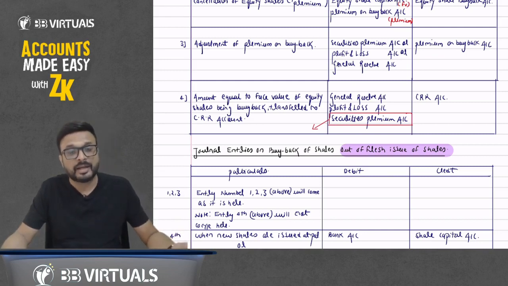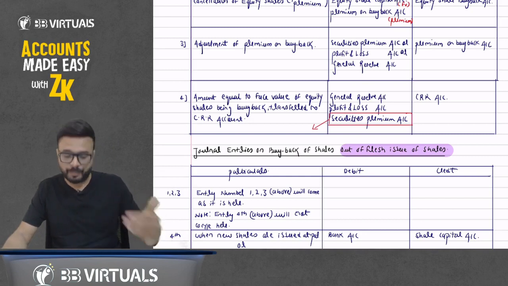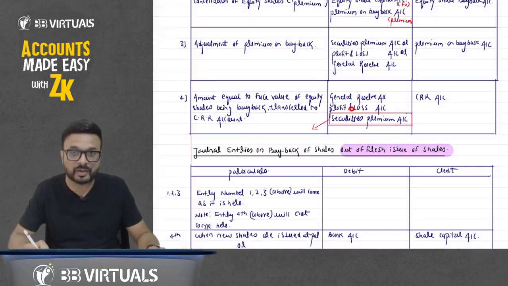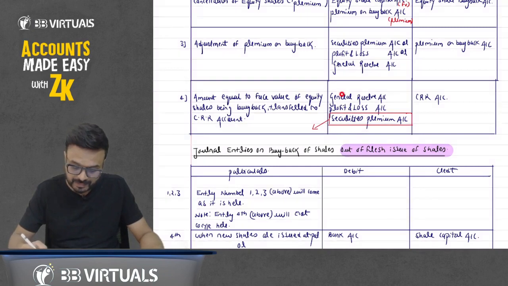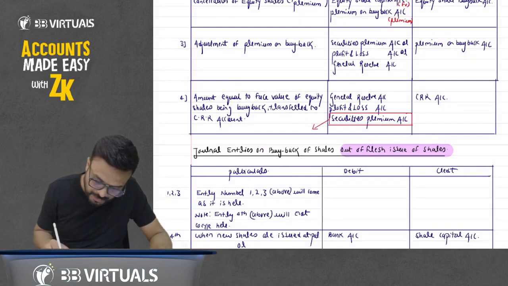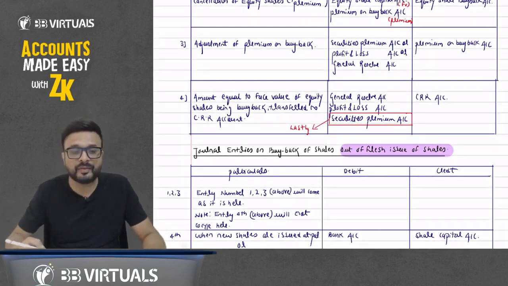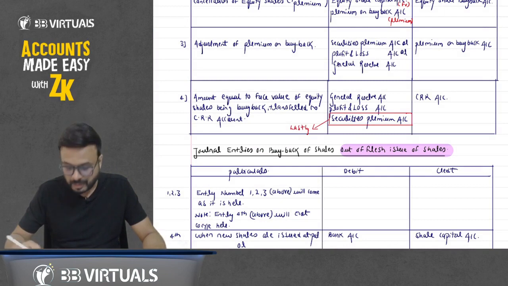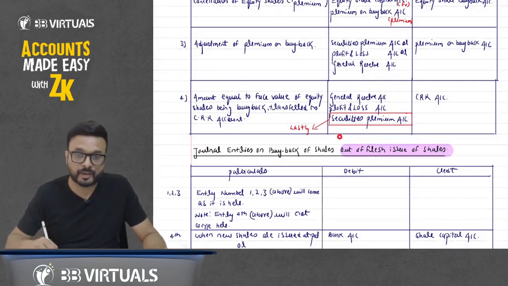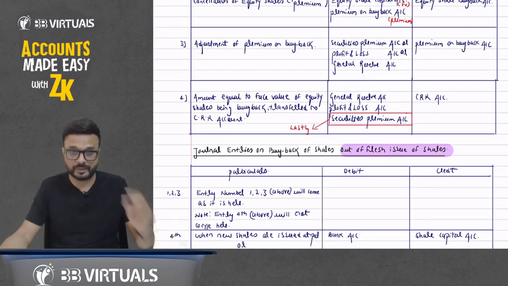What do I mean by last resort? It means that first they give preference to general reserve and profit and loss account. If they don't have balance in general reserve and profit and loss account, then lastly they utilize securities premium account. So don't give preference to securities premium account. First give preference to general reserve or profit and loss. If you don't have balance in general reserve or profit and loss account, then only utilize the securities premium account. So how much amount should we transfer to CRR account?